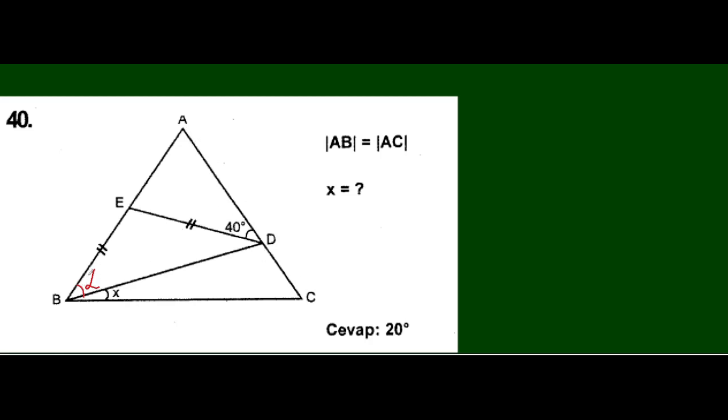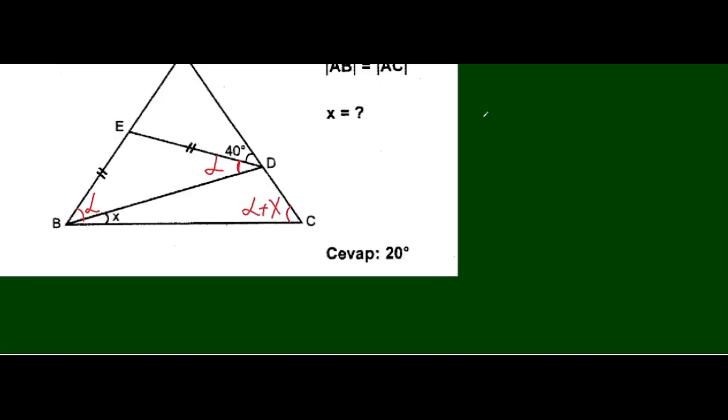If this angle will be alpha, this angle will be alpha plus x. Why is it so? Because these sides are equal. So this angle will be alpha. And again, using the secret term, we can say that alpha plus 40 degrees, that you can see, will be equal to x plus alpha plus x.